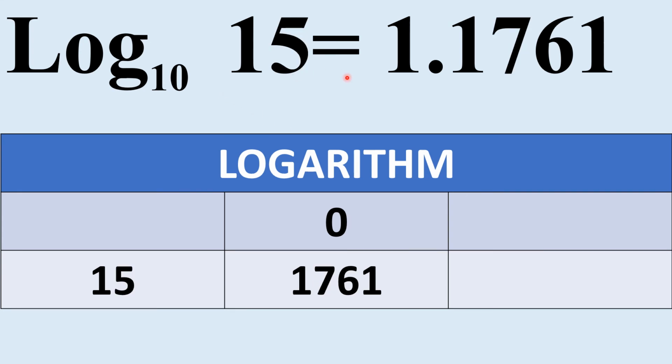Value of log 15 is 1.1761. In 15, before the decimal 2 digits are there. From that 2 you subtract 1. So 1 is the characteristic. To write the mantissa, in front of 15 under the column 0, in the logbook 1761 is there. That you write after the decimal. Thus value of log 15 is 1.1761.